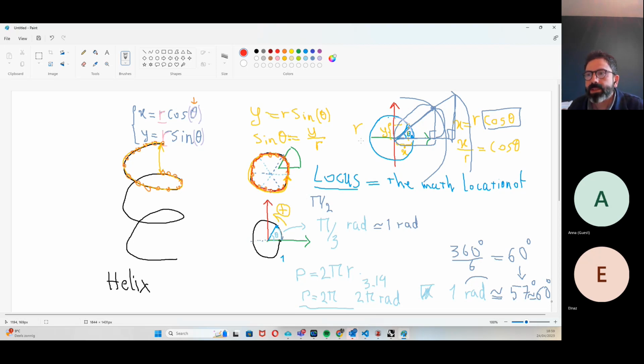Okay? So this way we can write the parametric equations for a circle, and we can call the circle a function of theta, or a circular curve as a function of theta. Okay? So this is exactly what we're going to do.